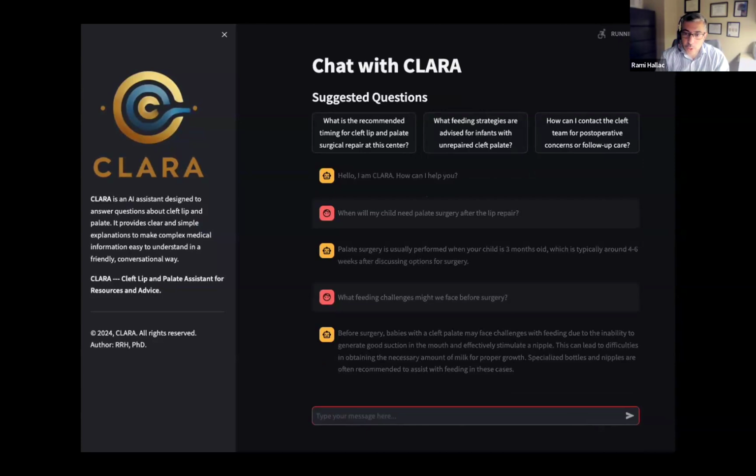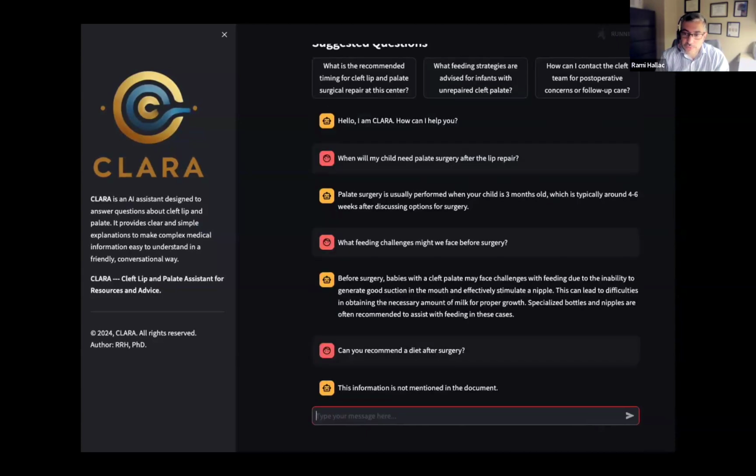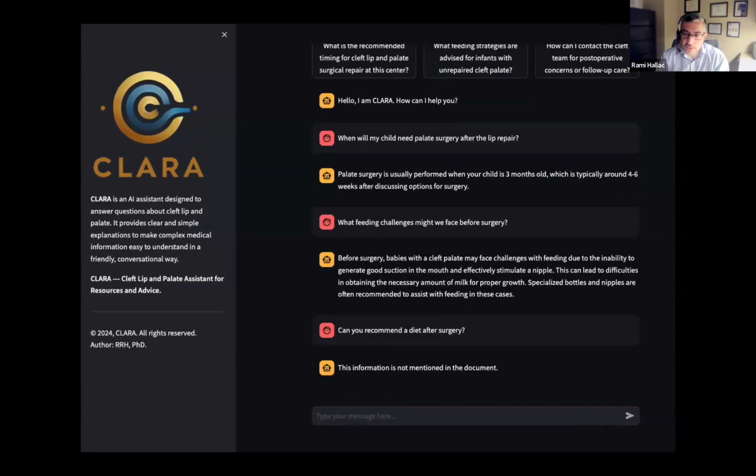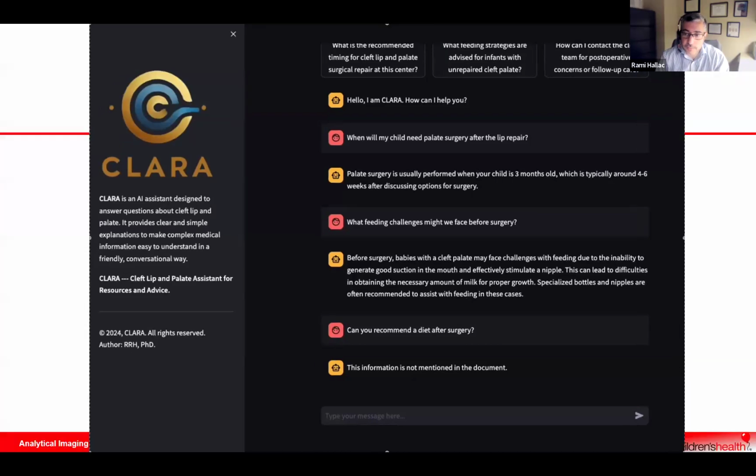Next, we ask, what feeding challenges might we face before surgery? The app remembers that you're still talking about the same child and responds in context. It explains how babies with cleft palate often have trouble feeding, and that special bottles are often needed to help. Again, this is pulled directly from the hospital's material. It's not making things up.